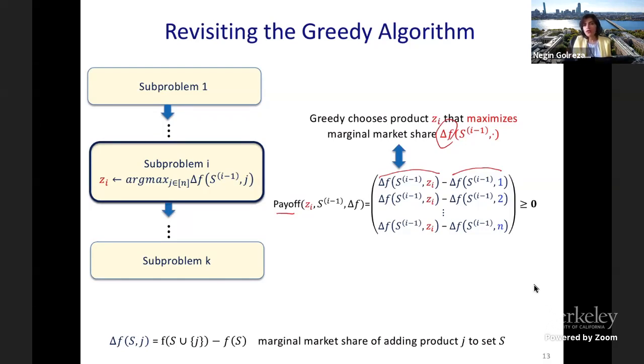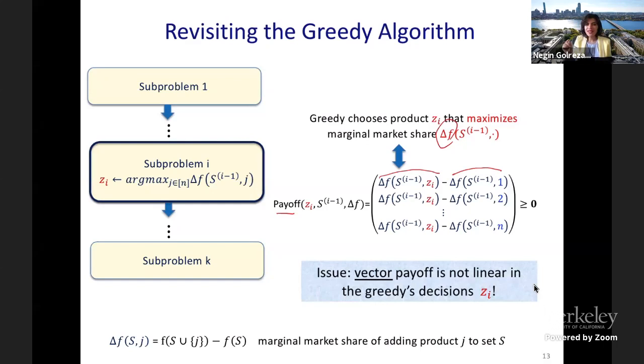And this should of course be greater than or equal to 0 because the difference between these two, since the greedy algorithm chooses the product Zi that maximizes the marginal market share. Following the same logic, all the elements in this vector should be greater than or equal to 0, and this is equivalent to saying that the greedy algorithm chooses the product Zi that maximizes the marginal market share. But there's a minor issue here. It's nice that I wrote this condition; later you will see why it's nice to write it in this form. But the issue is that this payoff vector is not linear in the greedy's decision Zi.